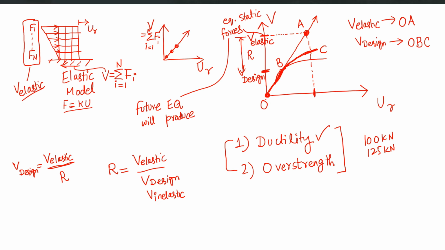Either you let your structure remain completely elastic during the design earthquake and get a costly design, or you design your structure on a fraction of the V elastic value and let it go into the nonlinear range, which is OBC. But obviously you cannot just decide on your own. You have to particularly make sure that your structure can withstand deflection safely.